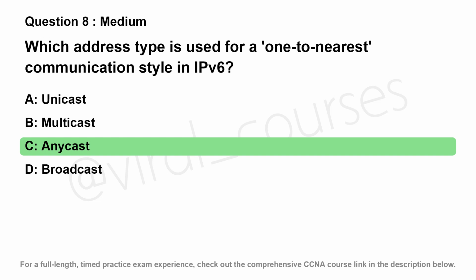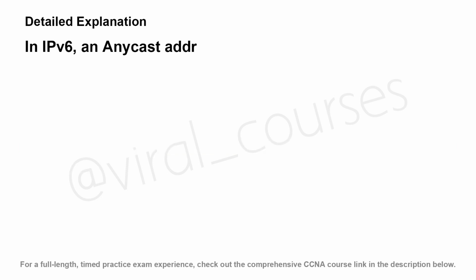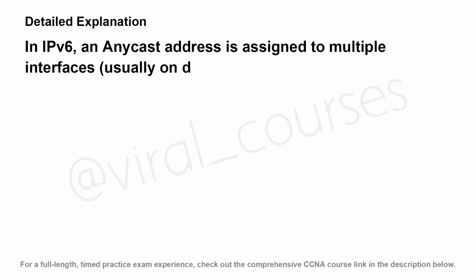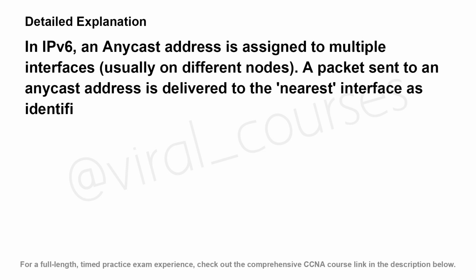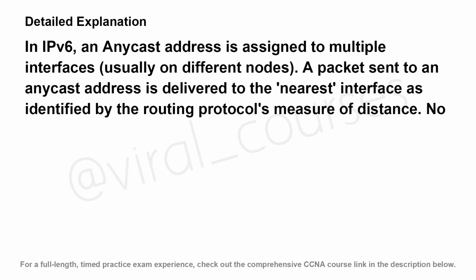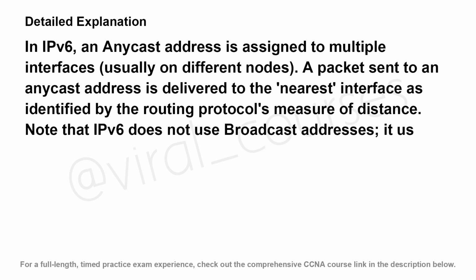The correct answer is C. In IPv6, an anycast address is assigned to multiple interfaces, usually on different nodes. A packet sent to an anycast address is delivered to the nearest interface as identified by the routing protocol's measure of distance. Note that IPv6 does not use broadcast addresses. It uses multicast instead.